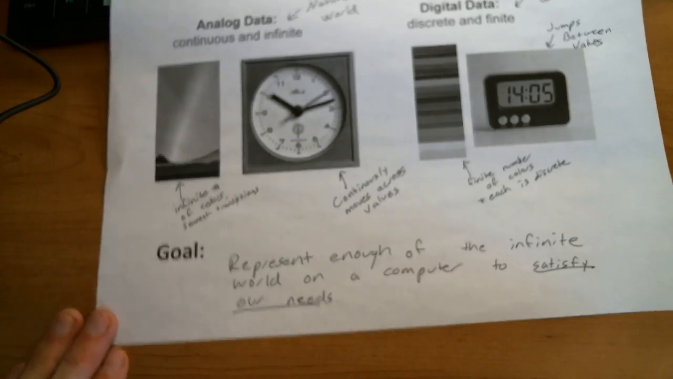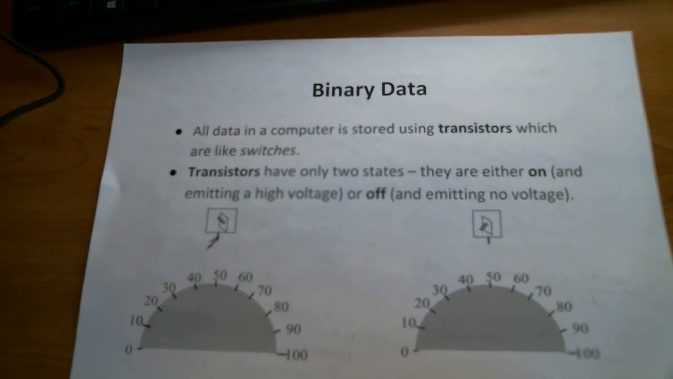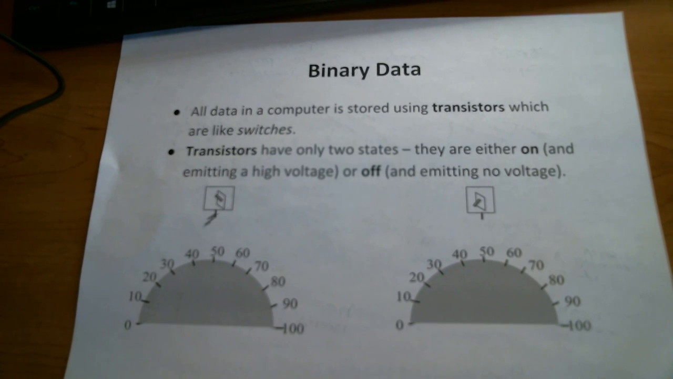All right. So with that in place, let's talk about this idea now of binary data. We've got to store things in discrete states on a computer. How do we start storing things on the computer? We do that through binary data. All data in a computer is stored using transistors, which are like switches.